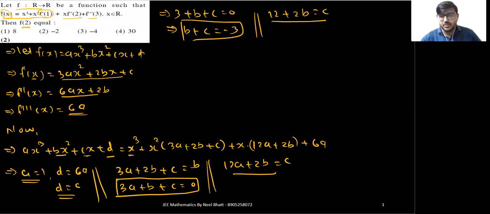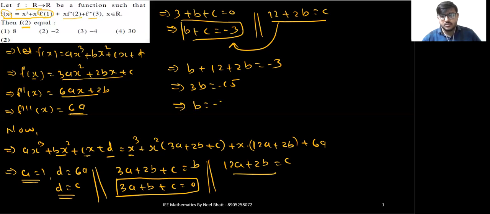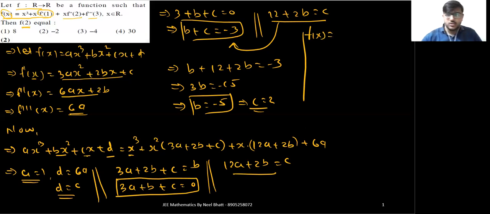So let's put this value into the equation. So we have b plus 12 plus 2b equals minus 3. So we'll get 3b equals minus 15, and b is equal to minus 5. And as I have b equals minus 5, I can say that c equals 2. So now I can obtain the function because I have all the values of a, b, c, and d. So the function will be x cube plus b has the value minus 5, which is minus 5x square.